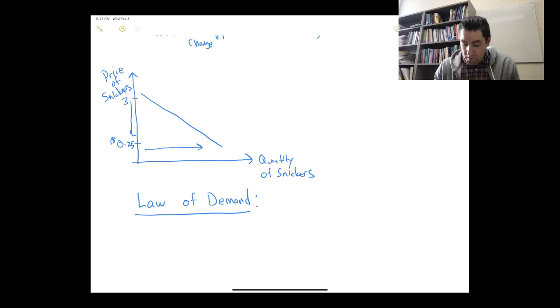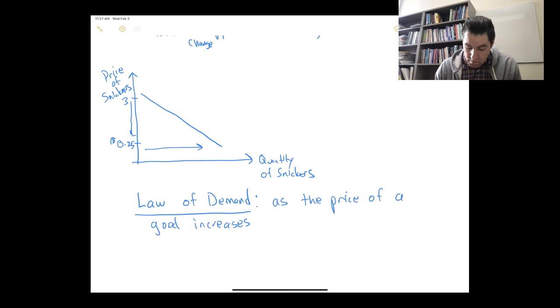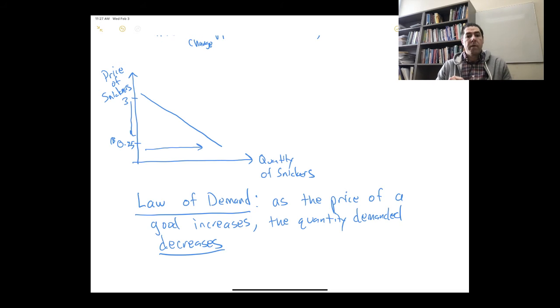It says, as the price of a good increases, the quantity demanded decreases. That is a very simple, intuitive relationship, one you probably already understood before I told it to you formally. The higher the price of something, the fewer of them I'm willing to buy.